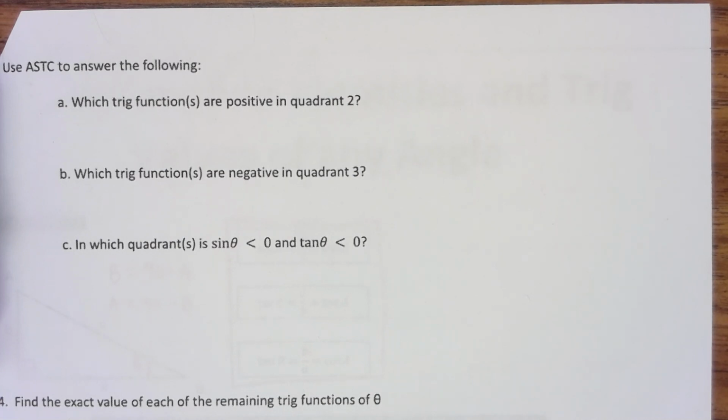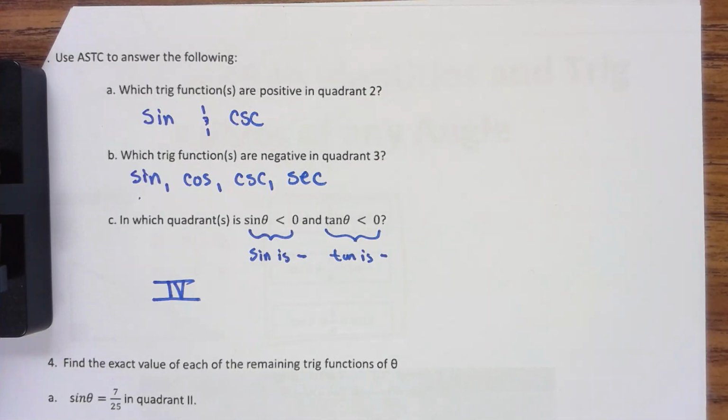Which trig functions are negative in quadrant 3. And then for C, that's somewhat like an identity. You have to piece together a couple pieces of information to figure out which quadrant it's referring to. Okay, so go ahead and work through those on your own or in your groups, and we'll talk through these. And then just a couple more things before we close out these notes.